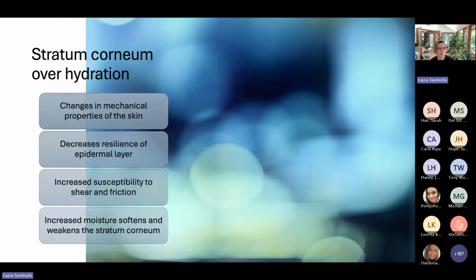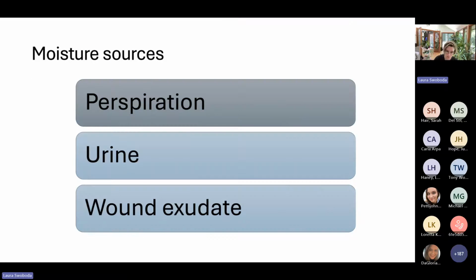When the stratum corneum is overhydrated, we get changes in the mechanical properties of the skin. So when we were talking about my beautiful drawing of the capillaries and that perfusion status, the cellular deformation, and our skin's ability to disperse those different forces, when it's overhydrated, it can't do that. It decreases the resilience of the epidermal layer, and we ultimately will have increased susceptibility to both shear and friction. Increased moisture softens and weakens the stratum corneum.